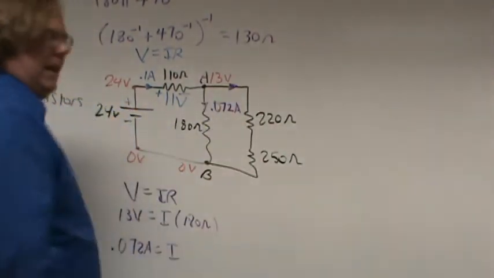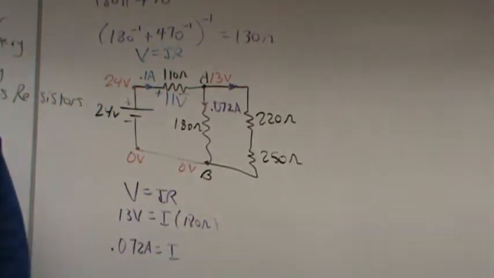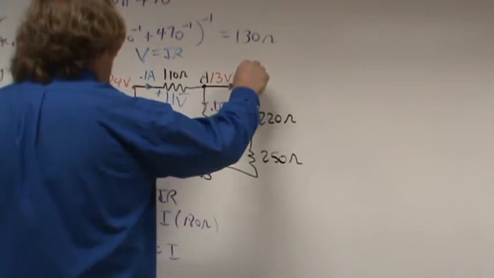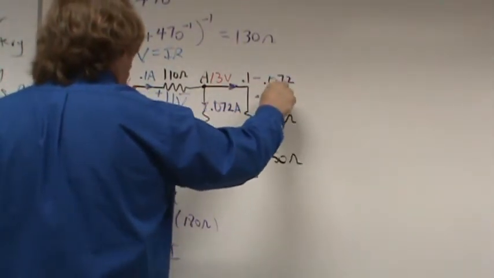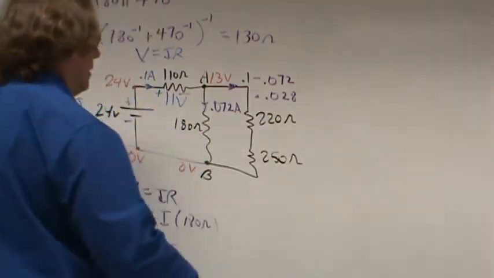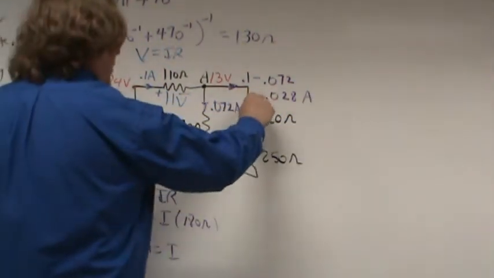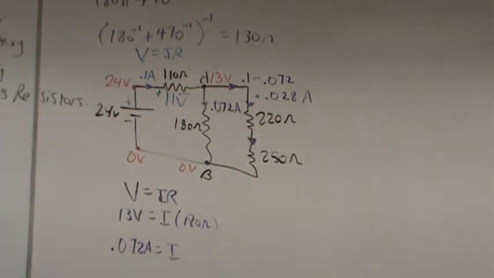What do you guys think? Can I do that? Can I subtract this from that to get what that is? Yeah. Absolutely. Sure. So you make the subtraction. This is 0.1 minus 0.072, and I end up with 0.028 amps. And that current is going through the 220 and it's going through the 250, 0.028 amps. You guys okay with that?